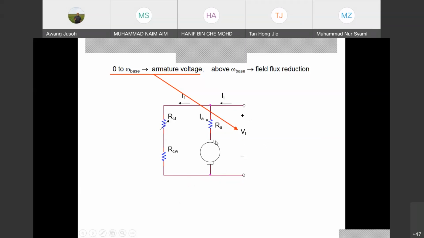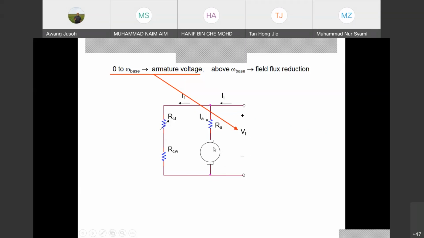After reaching that point, if you want to get more speed from the motor, what do you have to do? The voltage cannot increase any further, it is fixed there. If you try to increase further, what happens? The motor will break down, over voltage. Over voltage means over current. The current will flow exceeding the rated condition, so the motor will fail. So you cannot move beyond the rated value.